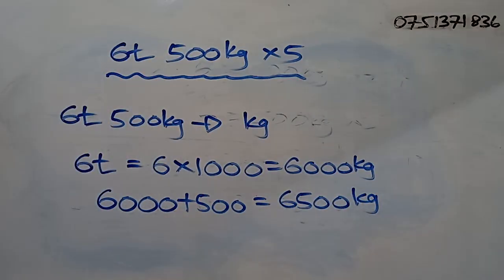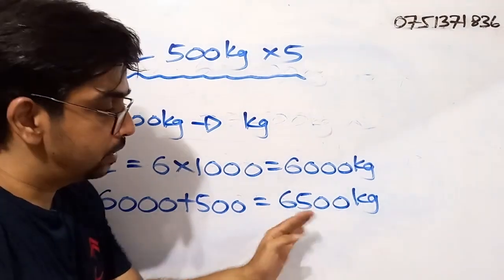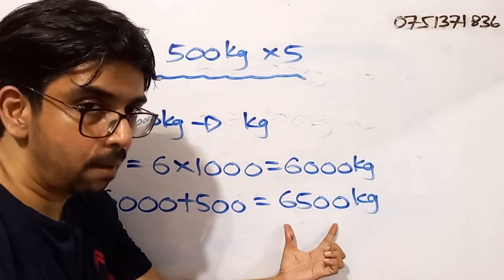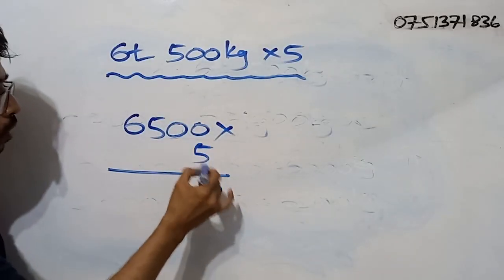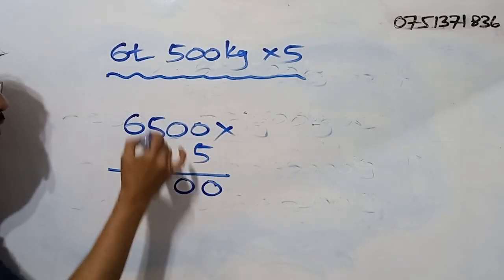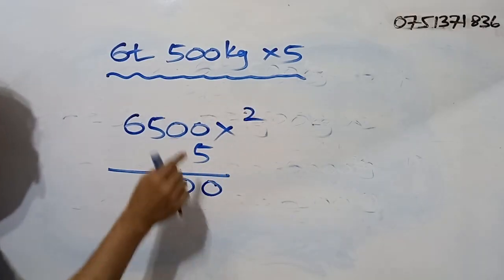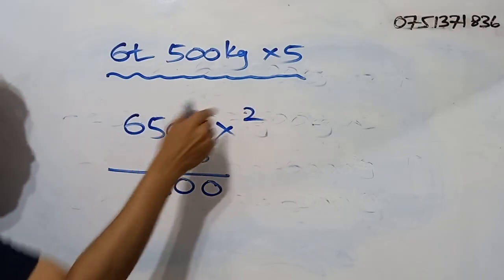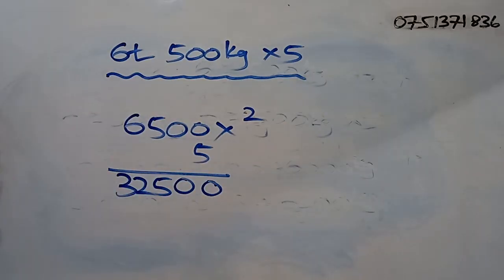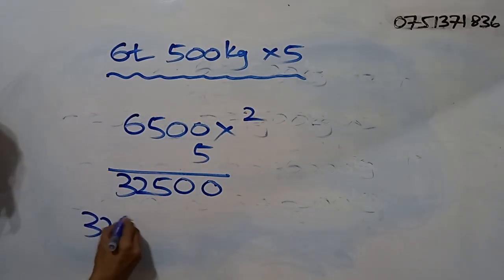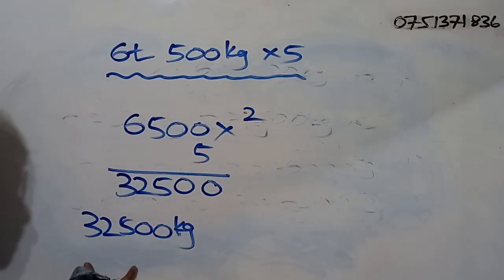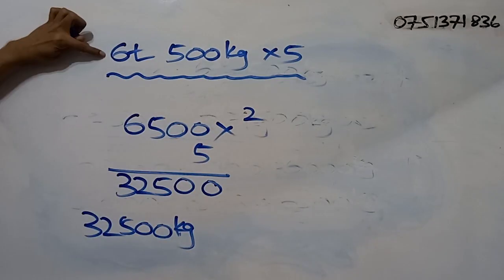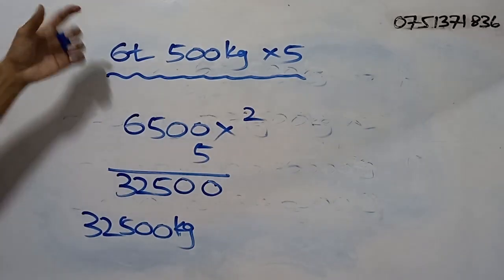Now what do we need to do? We can consider 6500 as a number and do the multiplication. Right. So 5 into 0, 0. 5 into 0, again 0. 5 into 5, 25. So that's a 2. 5 into 6, 30. Add the 2, it becomes 32. Now what is this? 32,500 kilograms.